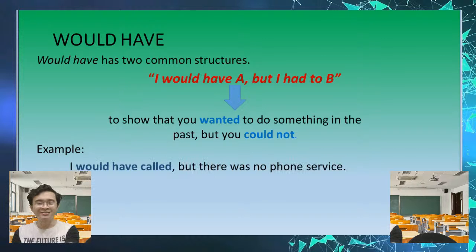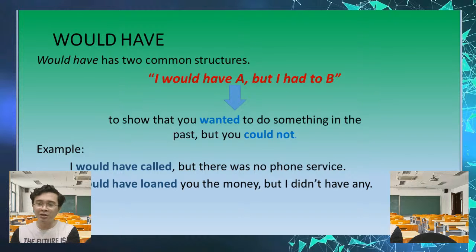Example sentence. I would have called, but there was no phone service. It means this person really wanted to call someone, but the problem was there was no phone service. So it was impossible for this person to call. So again, I would have called, but there was no phone service. As you notice, we have I as our subject, then would have, then followed by A as your called, then we have but to show contradiction, and then followed by a subject, and then followed by had to B, PP.